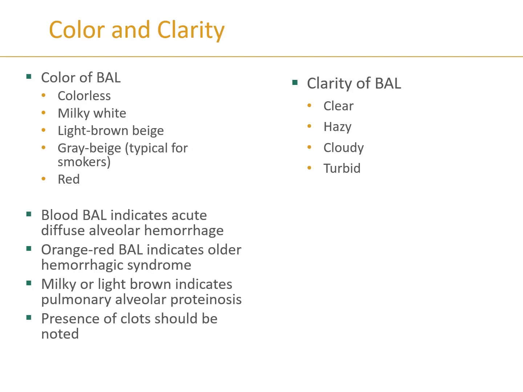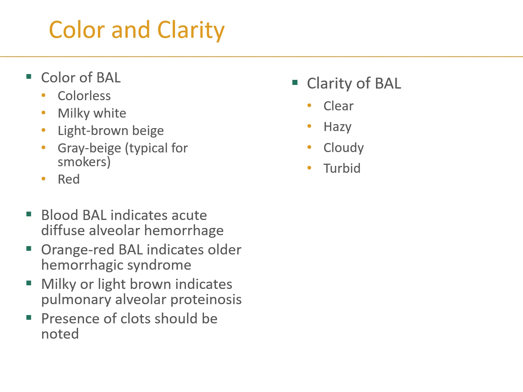For color and clarity, pretty much the same criteria that we've used before. Looking for clarity for clear, hazy, cloudy, turbid, and we still use that criteria that we use for urine when we're kind of looking to judge clarity of a sample. And of course, color, it could range from a variety of colors.